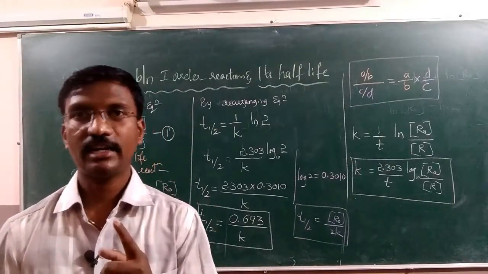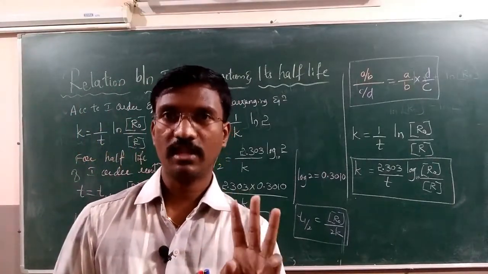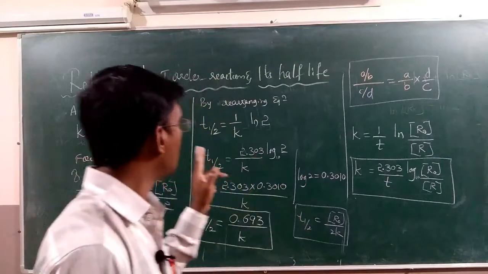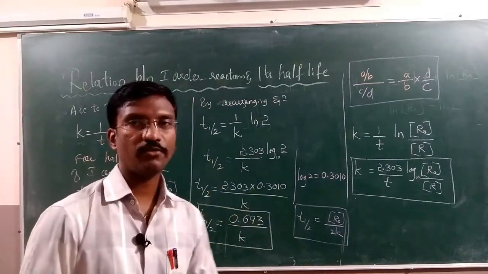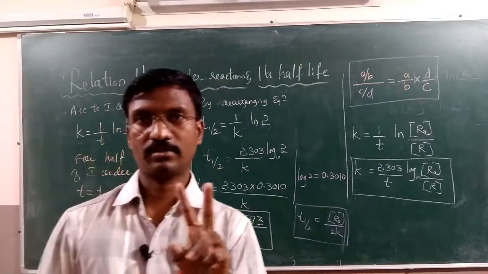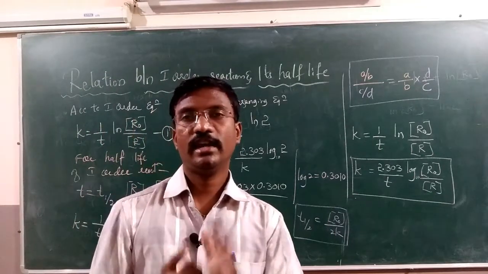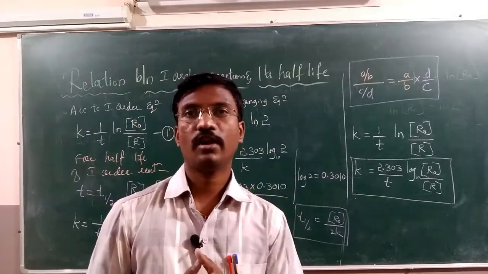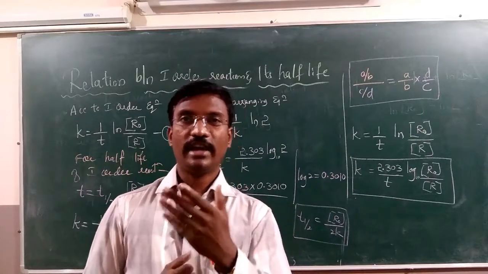The integrated rate equation for zero order is asked for 3 marks, and similarly the relation between first order and its half-life will be asked for 2 marks. If they ask together, it will be for 5 marks. These two are important for your annual exams.